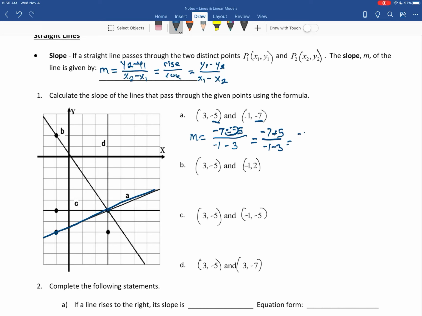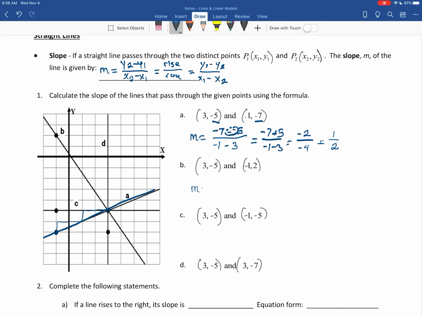-7 plus 5 is -2. -1 minus 3 is -4. The slope here comes out as a positive 1/2. So it rises 1 and runs 2, and that looks consistent with the image. From one point to the next, it will rise 1, run 2, rise 1, run 2, etc.